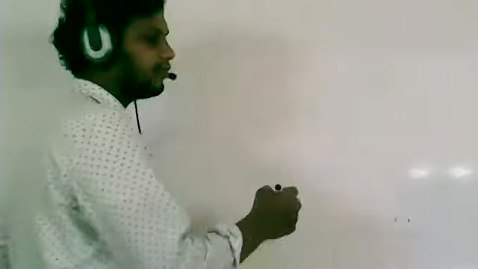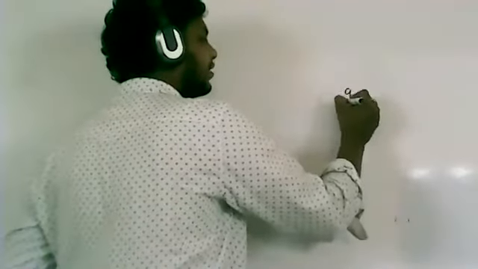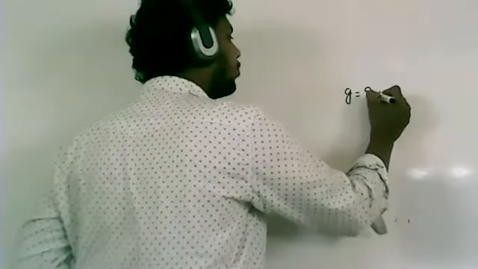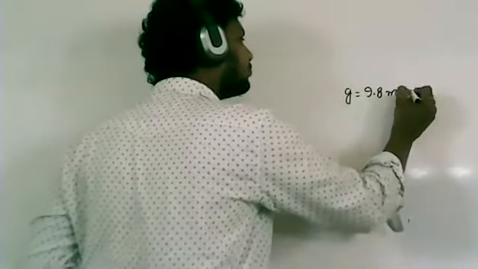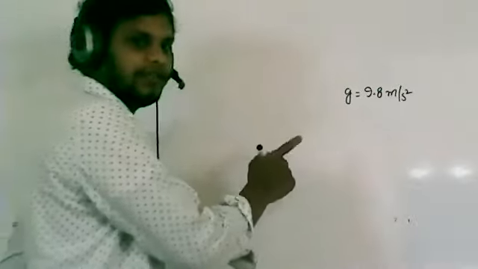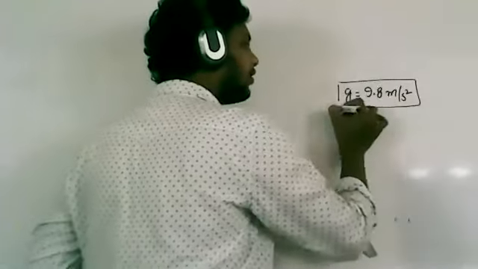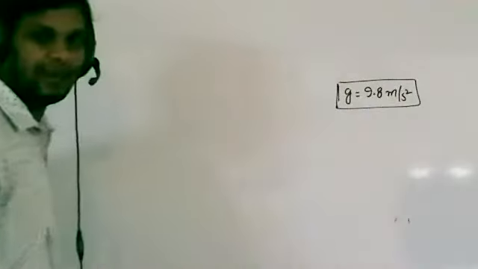Now remember, the mean value can also be taken as a true value. For example, take the acceleration due to gravity value, 9.8 meter per second square. Let us say this is the true value. We did the experiment multiple times, and then you got the mean value.